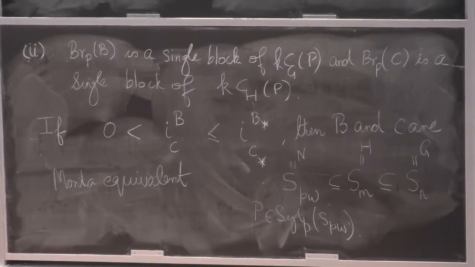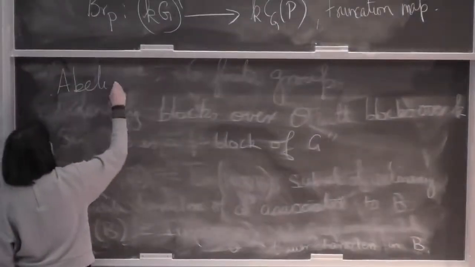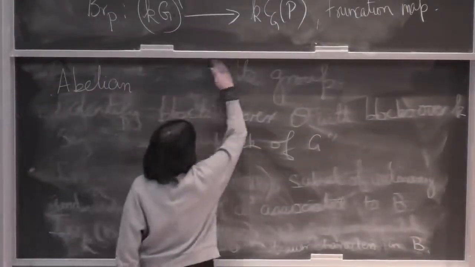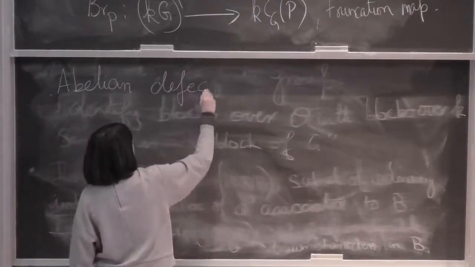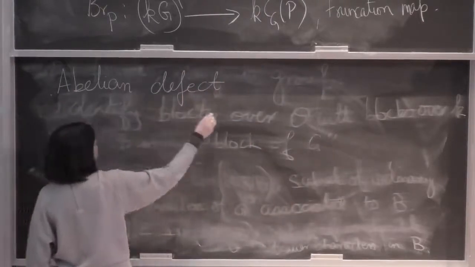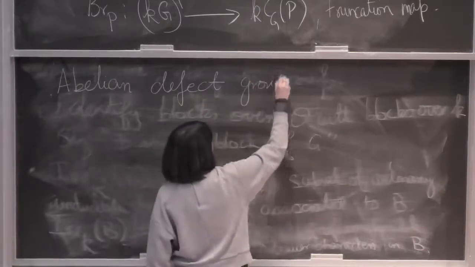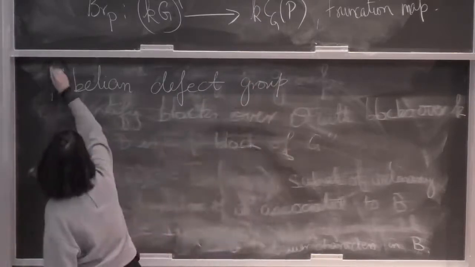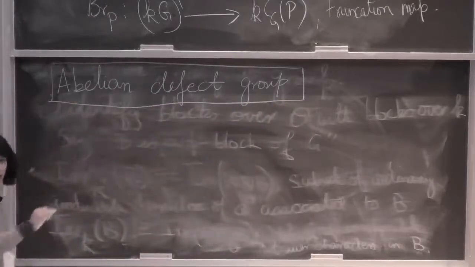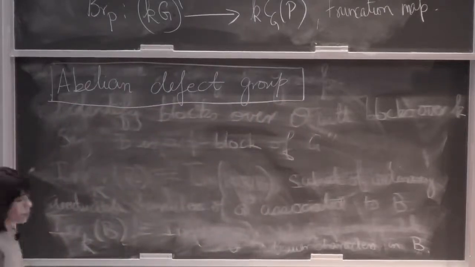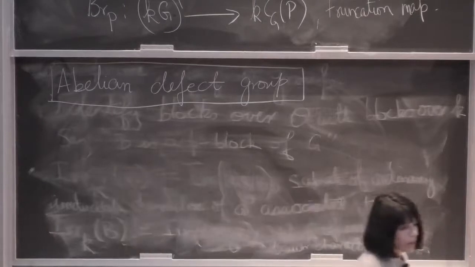Okay, so now I want to switch a little bit again and talk about abelian defect. I want to spend a little bit of time on the condition of abelian defect groups, because it comes up a lot. So why do we care so much about abelian defect?